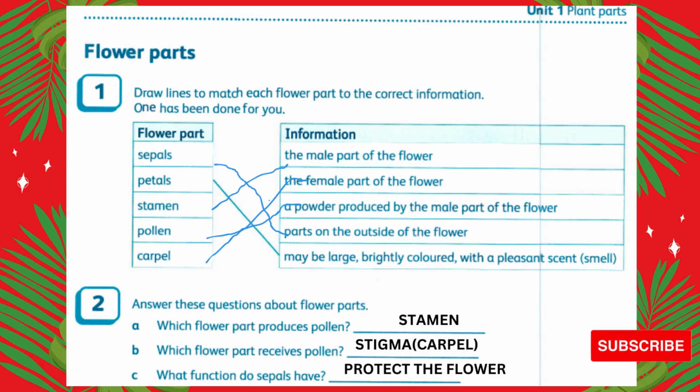All done. Now, answer these questions about flower parts. A. Which flower part produces pollen? Stamen. Which flower part receives pollen? Stigma. What is the function of sepals? Protect the flower.